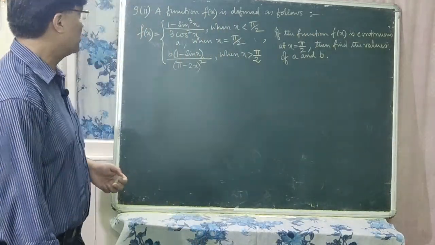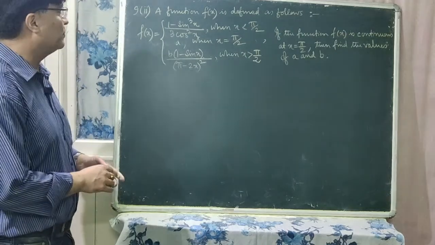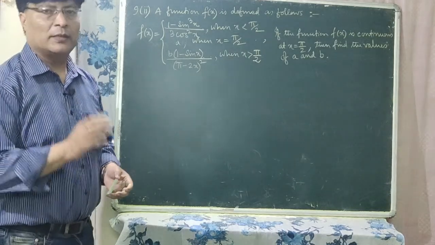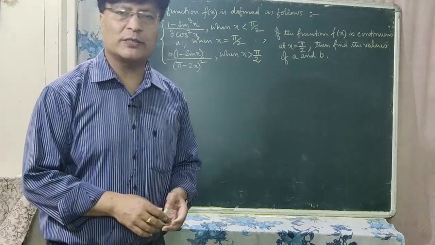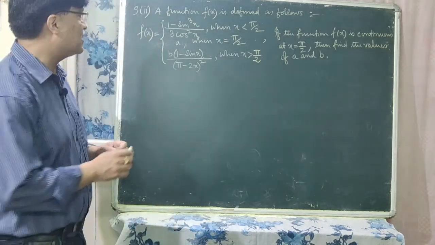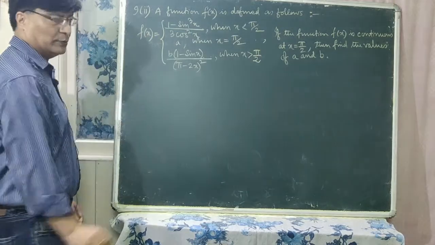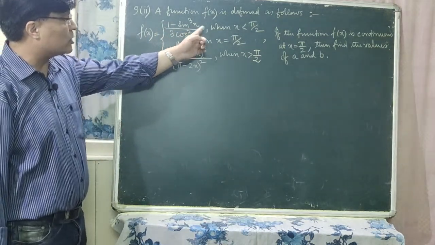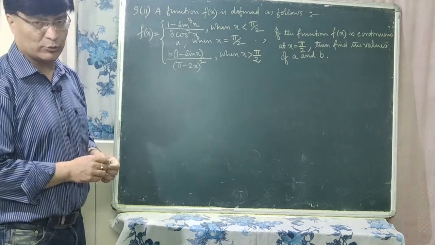So now we'll do the next question, that is 9 number 2. A function f of x is defined as follows. The definition of the function f of x is given as f of x is equal to 1 minus sine cube x upon 3 cos square x when x is less than pi by 2.